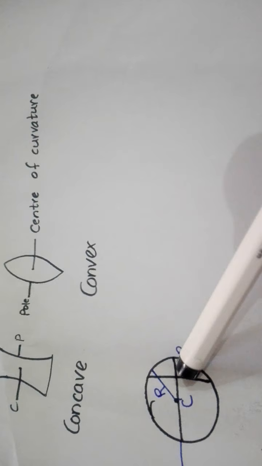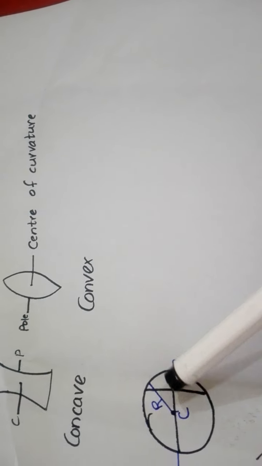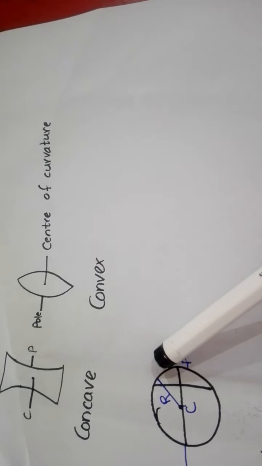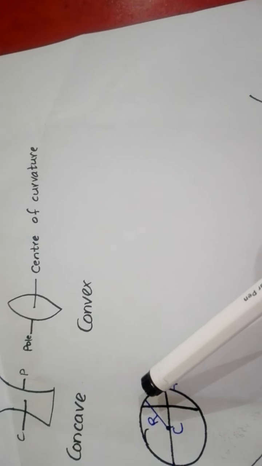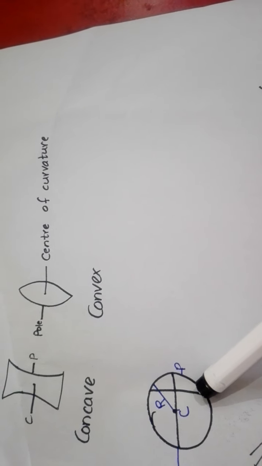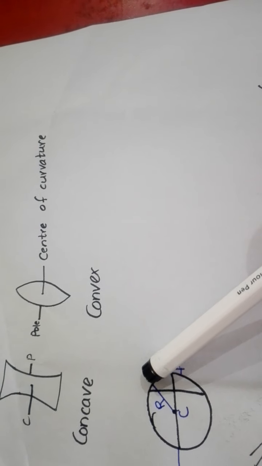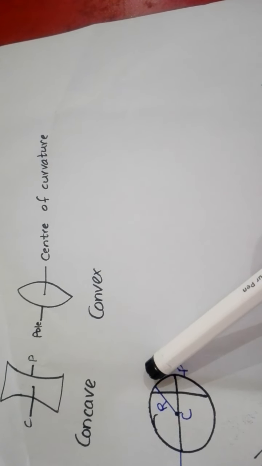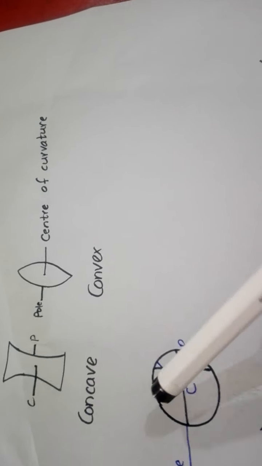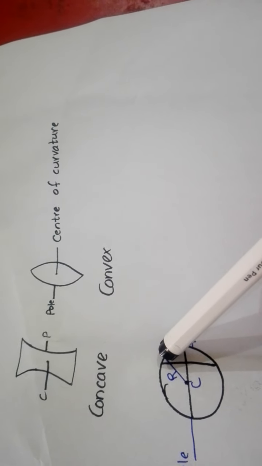Then here is the radius. Radius of curvature, you can see that the center of sphere up to the point where the outer curve of the mirror is present. From center till that point is the radius, and this is the radius of curvature. This is the center of curvature, and from center till outer part this will be the radius of curvature.